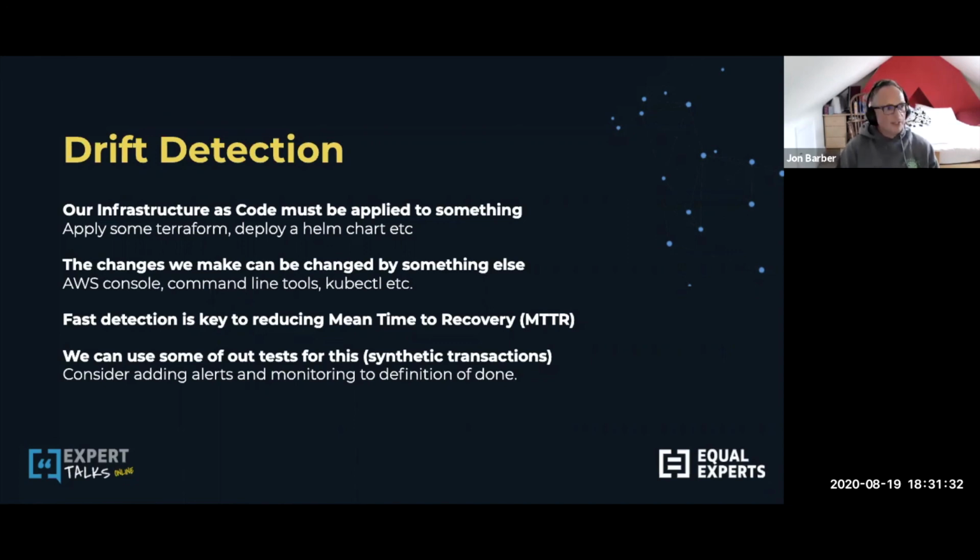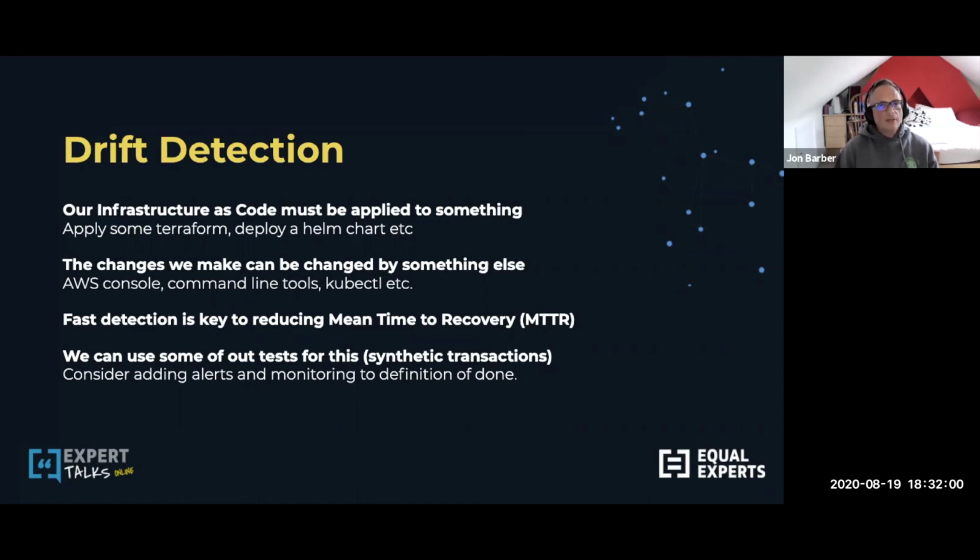It's very hard to do this with traditional software. You'd have to go in, say if it's Java, and edit the class file using a bytecode editor or something like that. But it's very easy to do in the infrastructure as code world. So what we want to do is, when this happens, detect it as fast as we possibly can so that we can reduce the mean time to recovery. Because the faster we can detect this has happened, the more chance we have of finding out what actually caused this change.